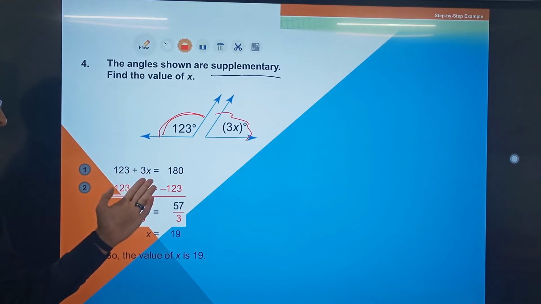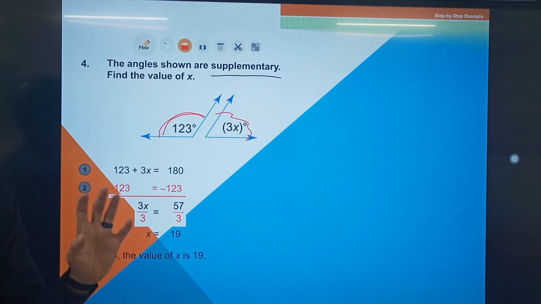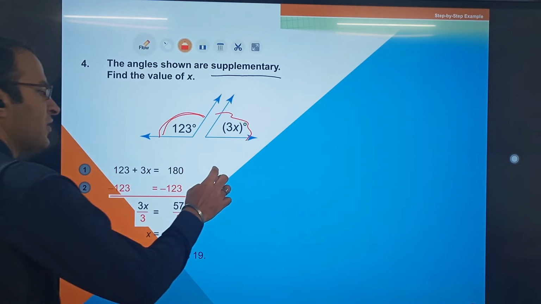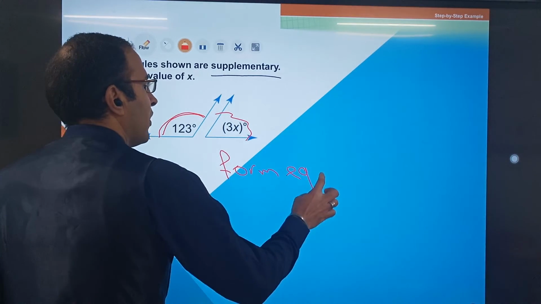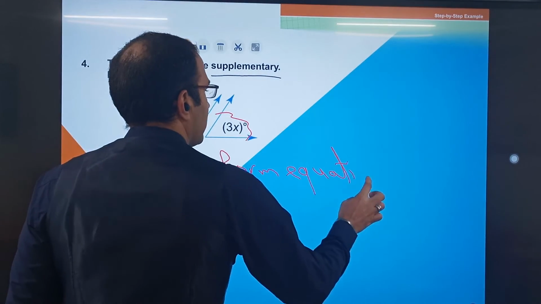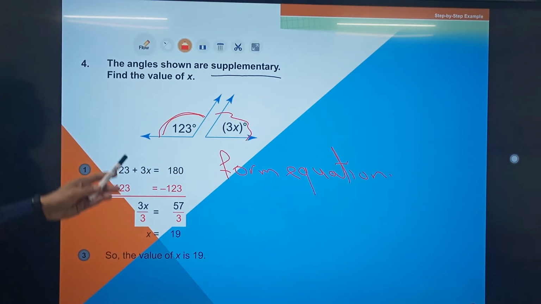123 plus 3x is equal to 180. In the first step, we will form the equation. You will form the equation. So we will make 123 plus 3x is equal to 180.